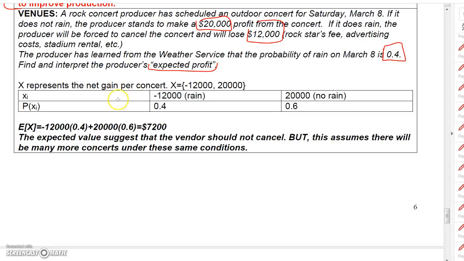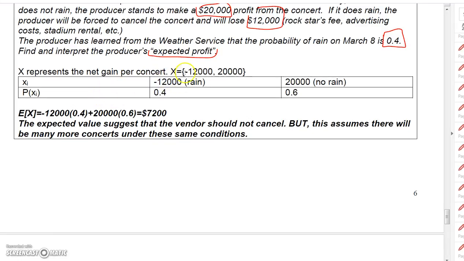Actually, if you think about it, there are 2 things that can happen. If it rains, he's going to lose $12,000. And if it doesn't rain, he's going to profit $20,000. So let's look at the probability of rain. The probability of rain is a 40% chance, so there's a 40% chance that he loses $12,000. That means the probability of no rain would be a 60% chance.